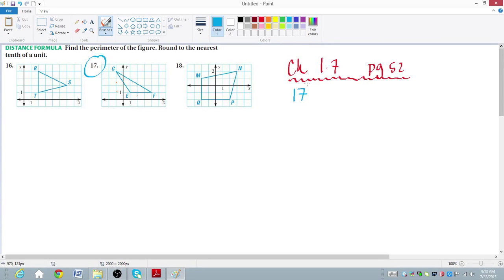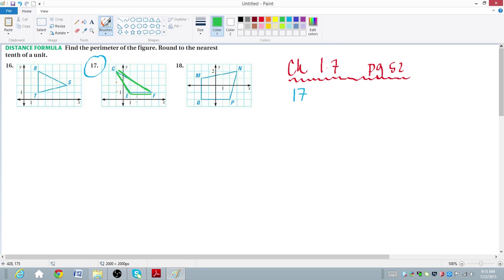This is chapter 1.7, page 52, and I'm just going to do one problem because it's a little long. So number 17. For this problem, it says find the perimeter of the figure, rounded to the nearest tenth. Perimeter means I need to add up all the sides. I need to add up this side plus this side plus this side.